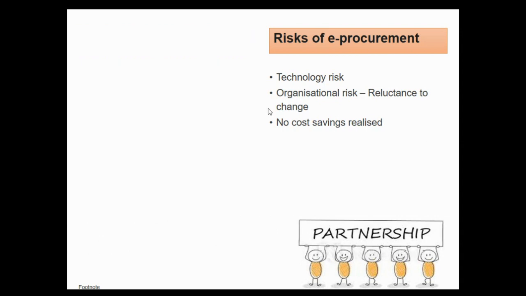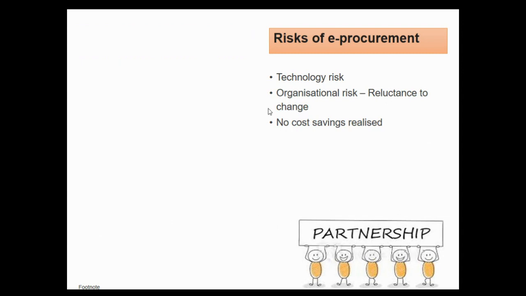The first one is technology risk, and that means that through, say, cyber risk, or that the technologies just fail, or that the company is offline. This could result in the e-procurement not working, and then companies having to fall back on a manual system.